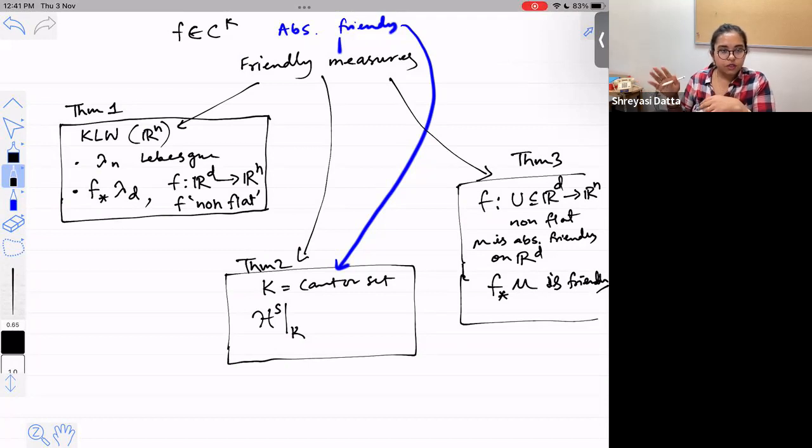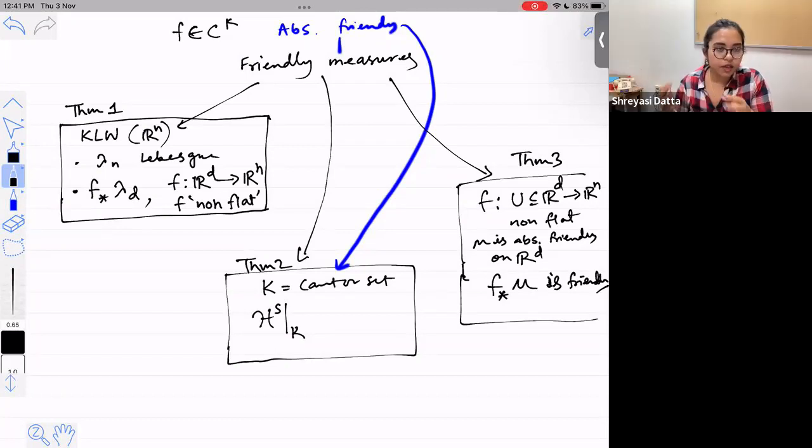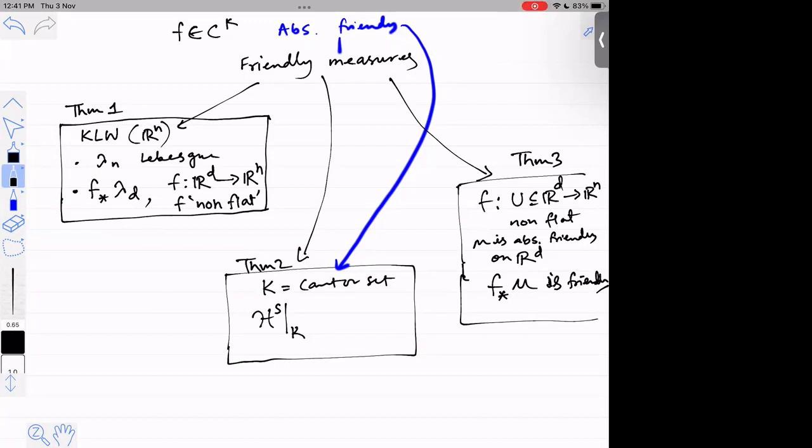And if the curve is not inside any affine plane in R3, then you say that the map is non-flat. But then if the dimension is less, would it not become planar, like the image and all? Yeah, so if the image is inside a plane, then you say that that is flat, which is not what we are talking about.